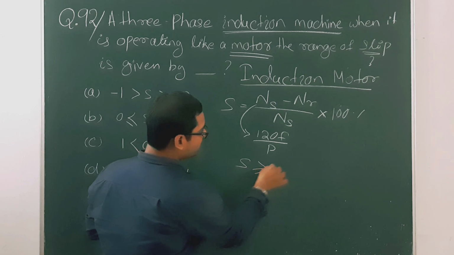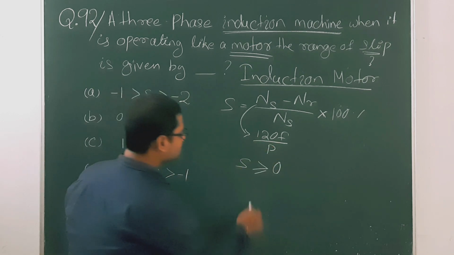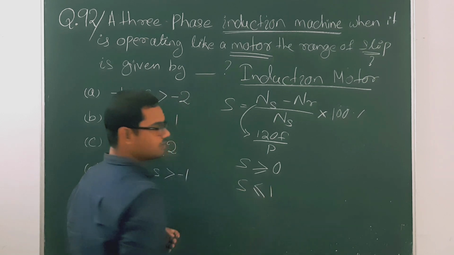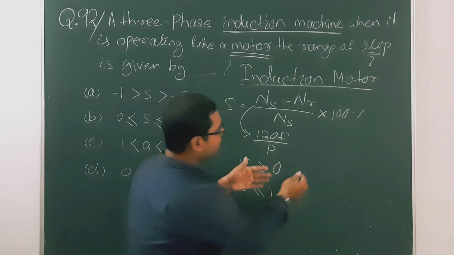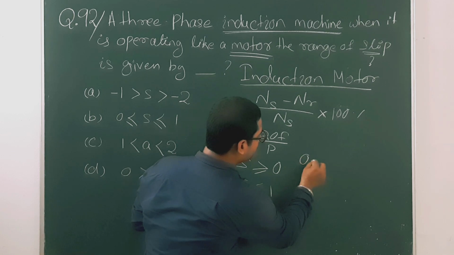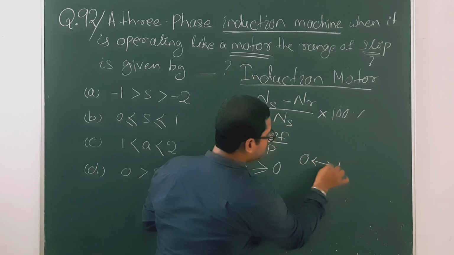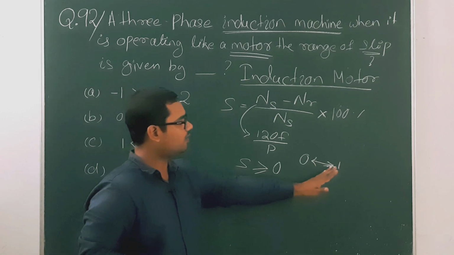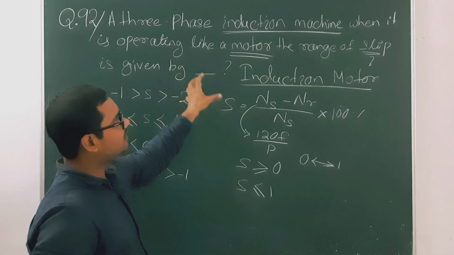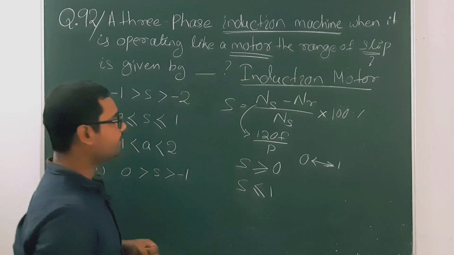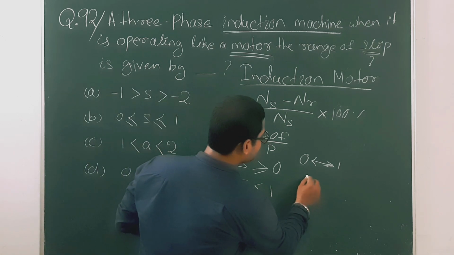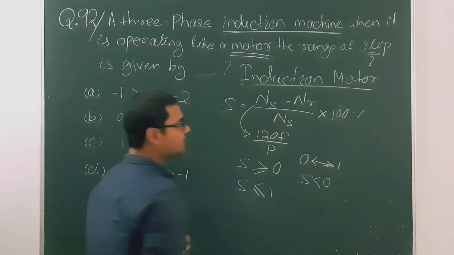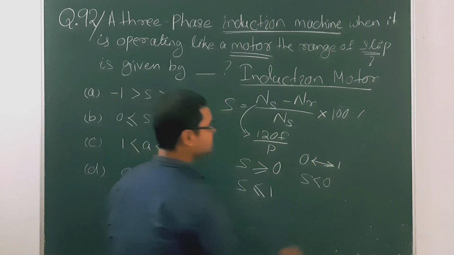For the induction motor, the slip range is such that S is greater than or equal to 0 and less than or equal to 1. That means the range is from 0 to 1. Below 0 and above 1 the characteristics of the machine change. If S is less than 0, it will be treated as a generator.